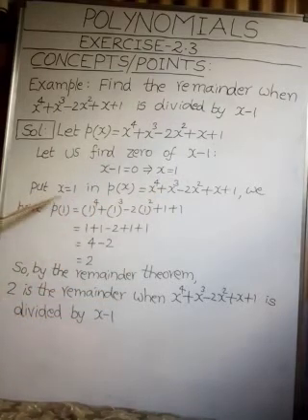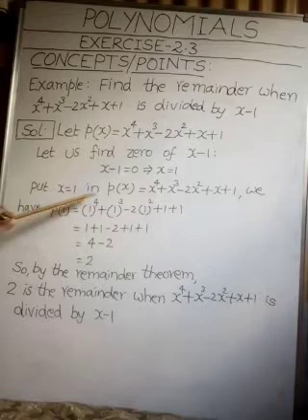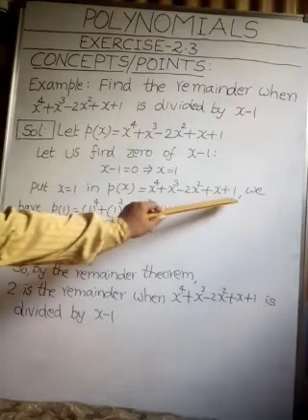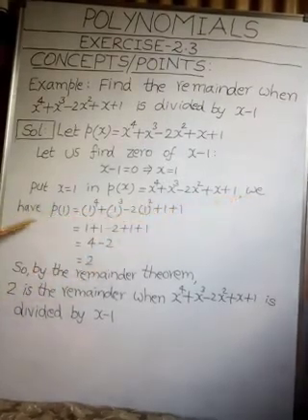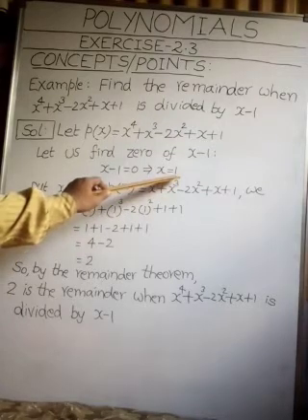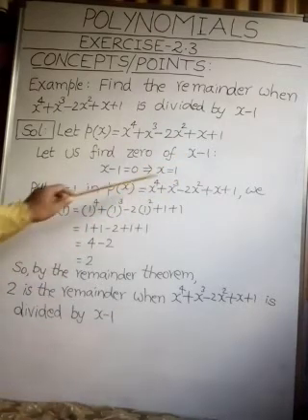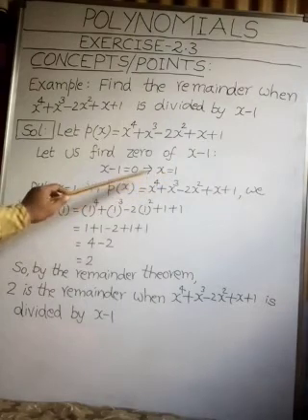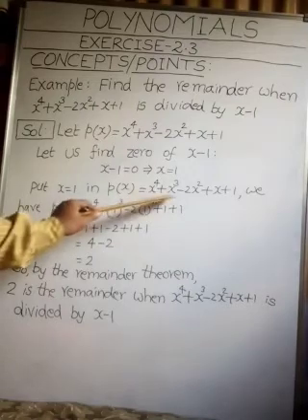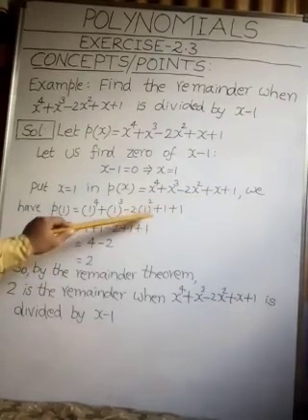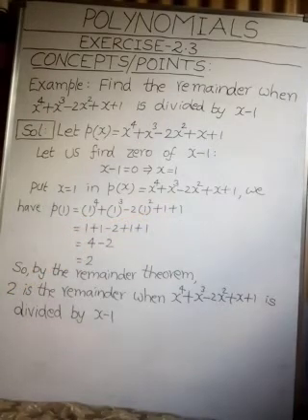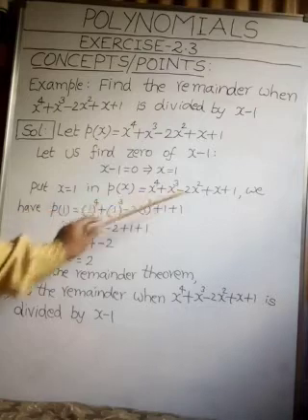So we have to substitute x is equal to 1 in p of x is equal to x power 4 plus x cube minus 2x square plus x plus 1, then we get p of 1. In this polynomial, we substitute the zero we got here, 1. Understood, my children? So p of 1 is equal to 1 power 4 plus 1 cube minus 2 into 1 square plus 1 plus 1.